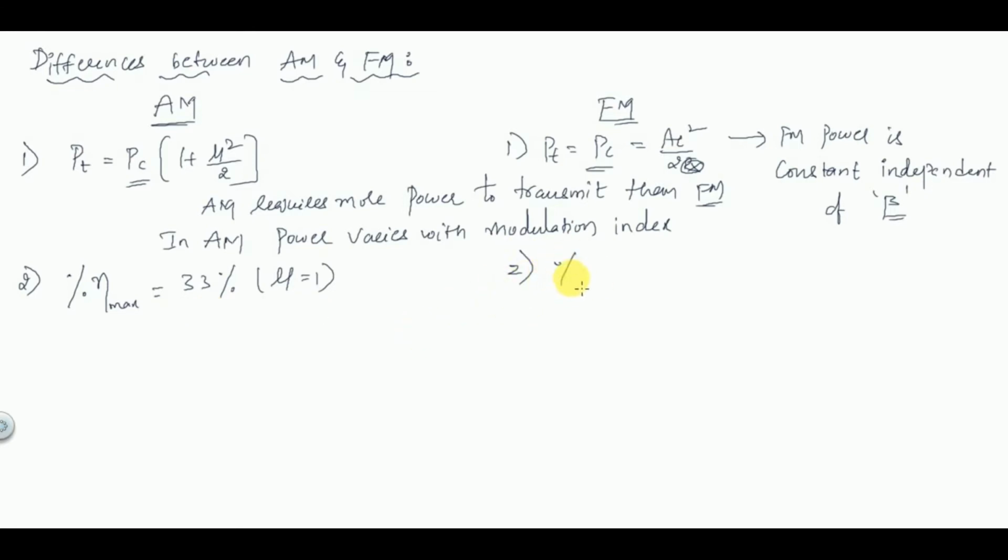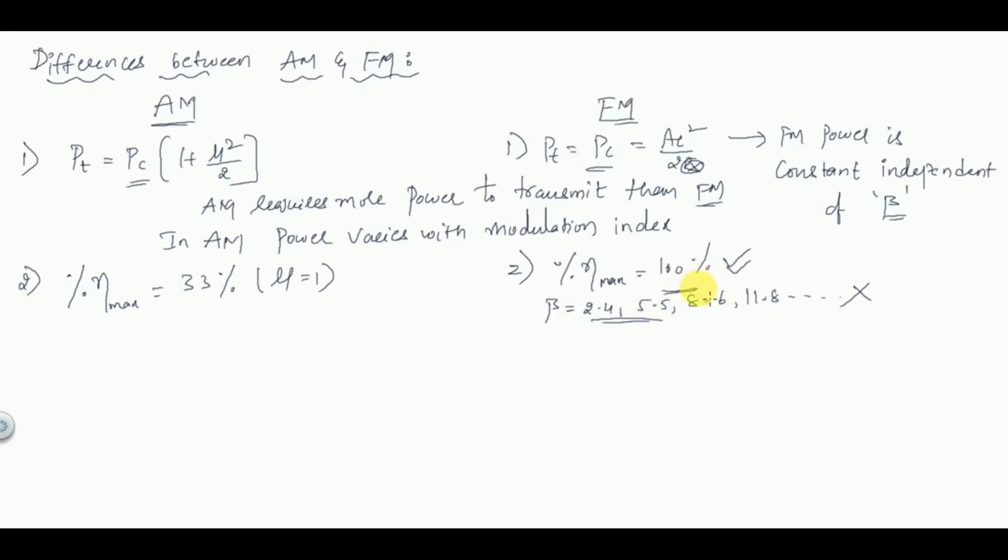In the case of FM, the maximum efficiency possible is 100% if you take beta values equal to 2.4, 5.5, 8.6, 11.8 and so on. For these values of beta, the carrier component vanishes and you will have only sidebands being transmitted. So when you are transmitting only sidebands, efficiency is always 100%. As we have seen in the case of DSBSC, efficiency is 100%. In the case of SSB also, efficiency is 100%.